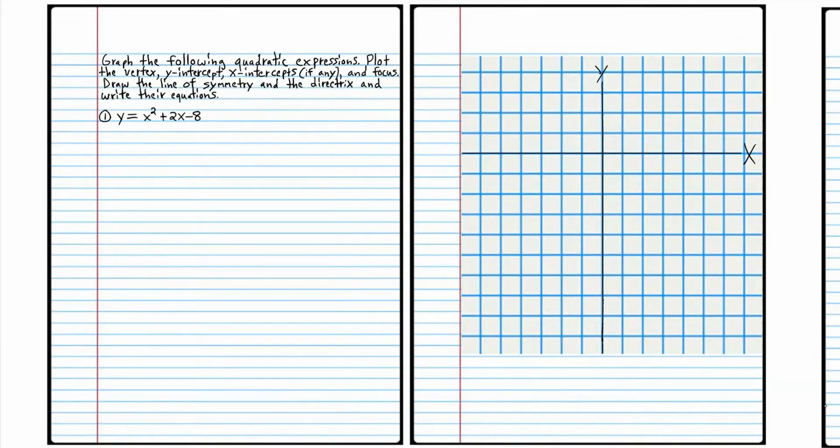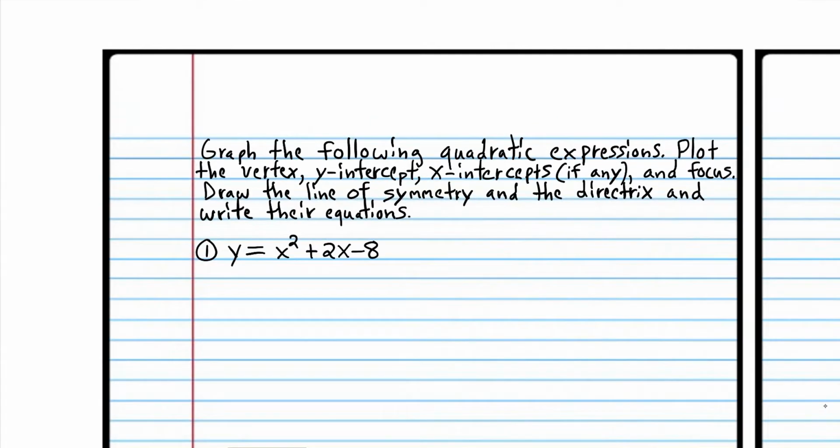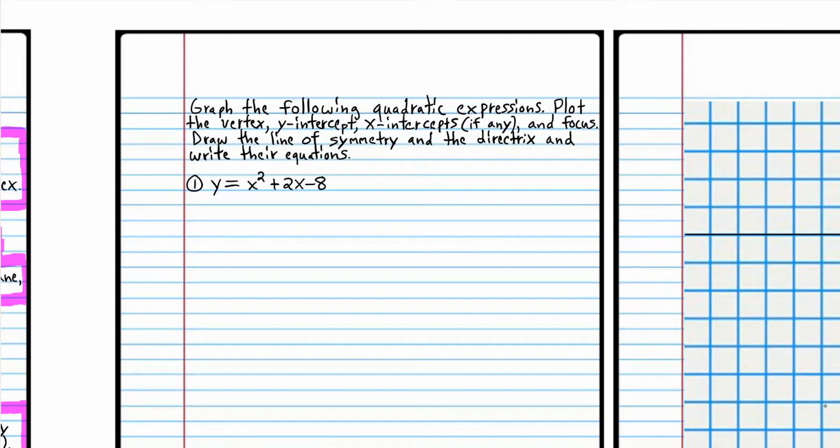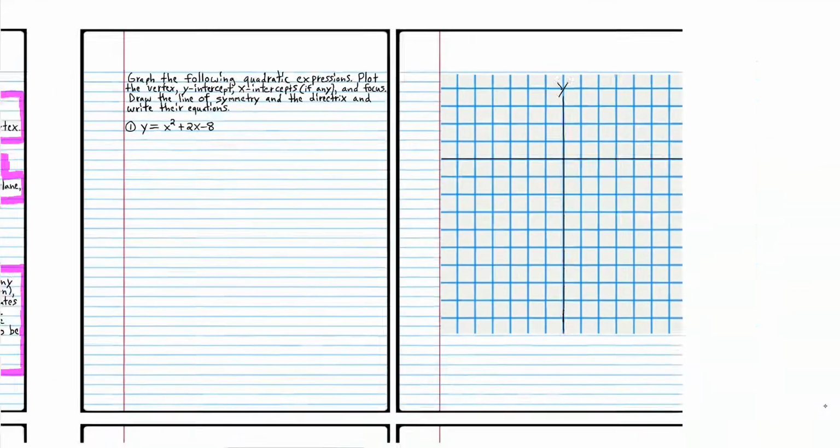So it says here, graph the following quadratic expressions, and as you see, we're going to do everything that we learned in previous classes. We're going to plot the vertex, the y-intercept, the x-intercepts, and the focus, and we're also going to draw the line of symmetry and the directrix and write their equations. That's pretty much everything that you need to know when it comes to graphing quadratic expressions. And that's going to take a while for each problem to do that.